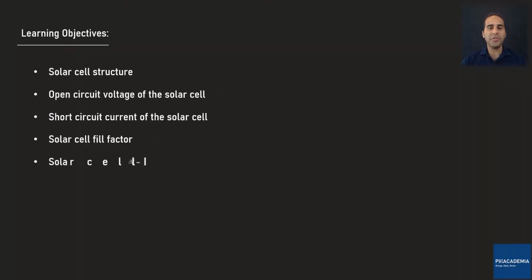By the time you finish this lesson, you will learn the solar cell structure, the open circuit voltage of the solar cell, the short circuit current of the solar cell, the fill factor, and the solar cell IV diagram.